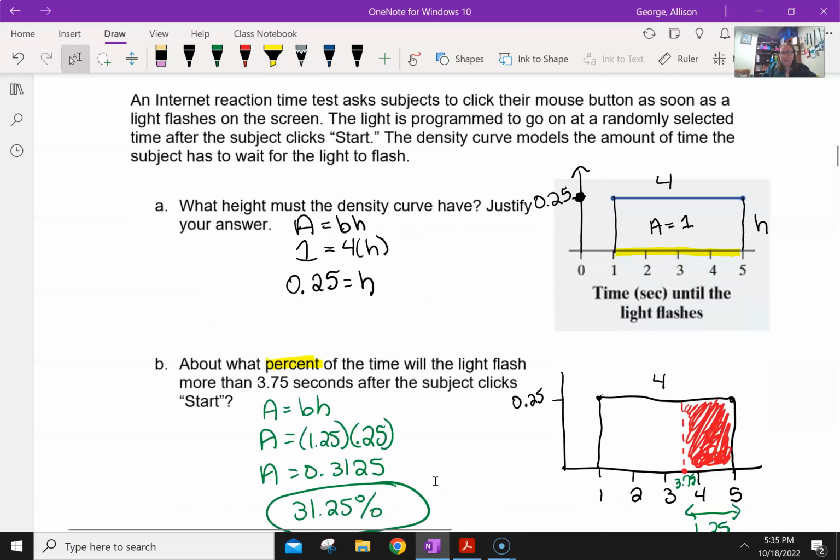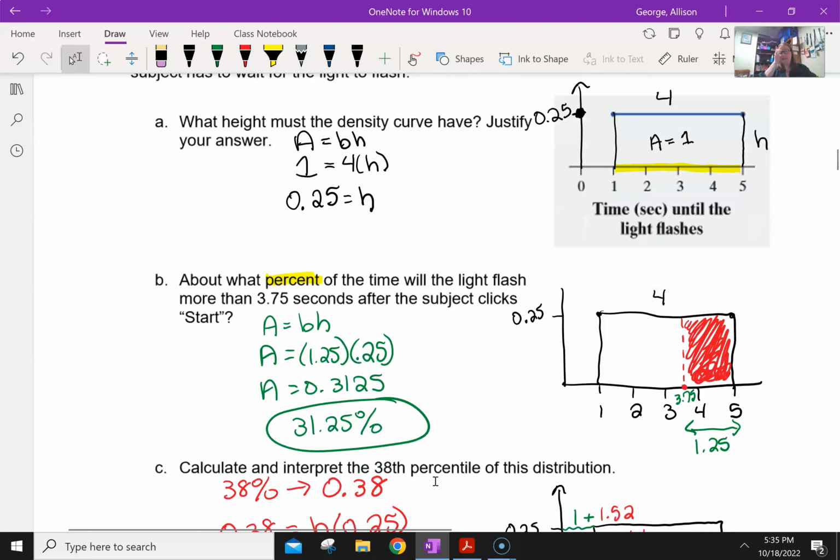So in this case, for letter B, they're asking us to find what percent of the time, so that means our answer has to be a percent. What percent of the time will the light flash more than 3.75 seconds after the subject clicks start? If you look at the picture, I went in and shaded at 3.75, where that red dot is on my x-axis, and they wanted when it was more than 3.75 seconds, so I shaded to the right. So what they're asking us for is the area of that little piece.